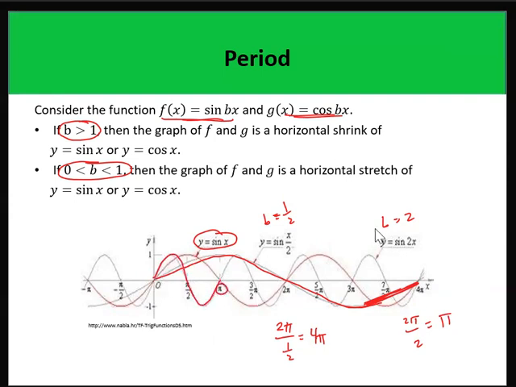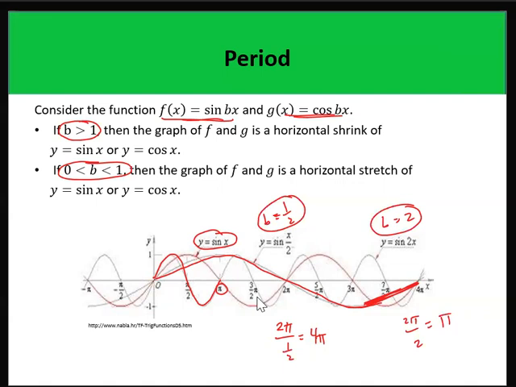So if you notice, when b is equal to 1 half, which is between 0 and 1, the graph of the basic sine function is stretched horizontally. While when b is equal to 2, or when b is higher than 1, then the graph of the basic sine function is shrunk horizontally. So that's the effect of the period of the sine and cosine function.